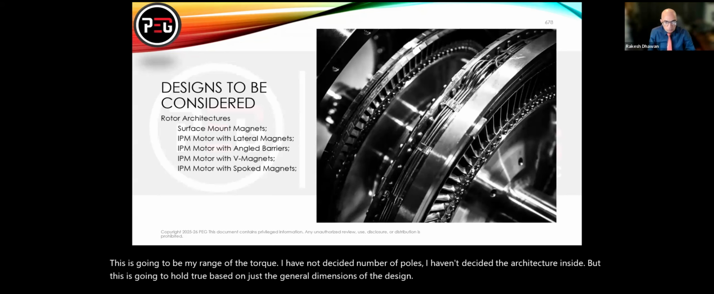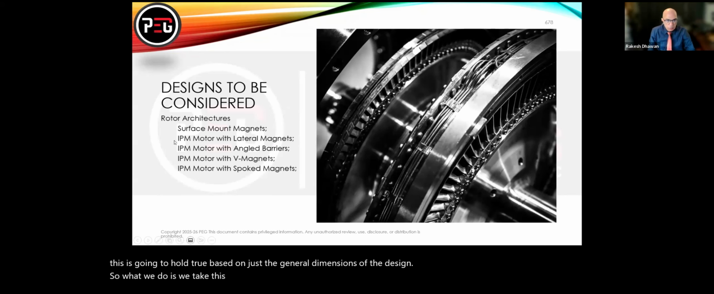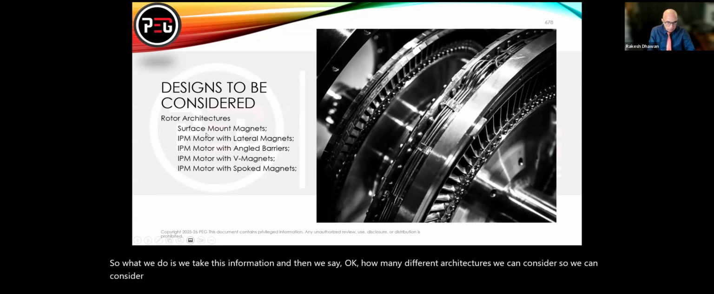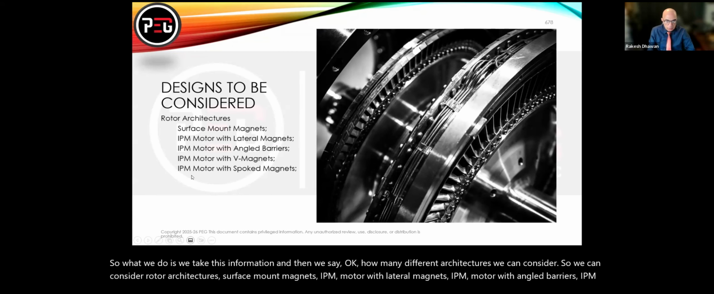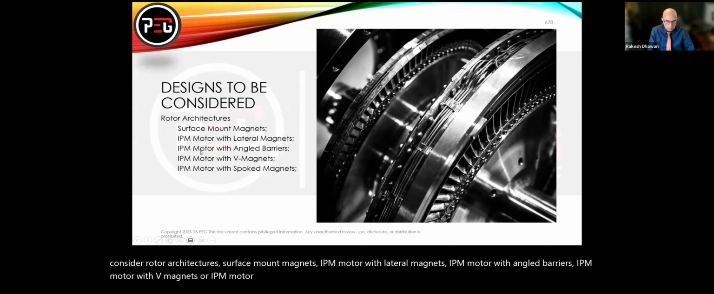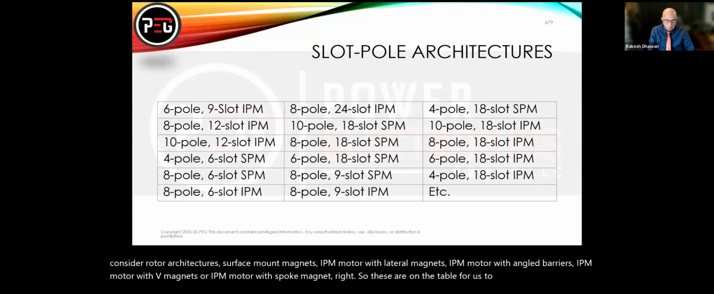So what we do is we take this information and then we say, okay, how many different architectures can we consider? So we can consider rotor architectures: surface mount magnets, IPM motor with lateral magnets, IPM motor with angled barriers, IPM motor with V magnets, or IPM motor with spoke magnets, right? So these are on the table for us to see what we can do.